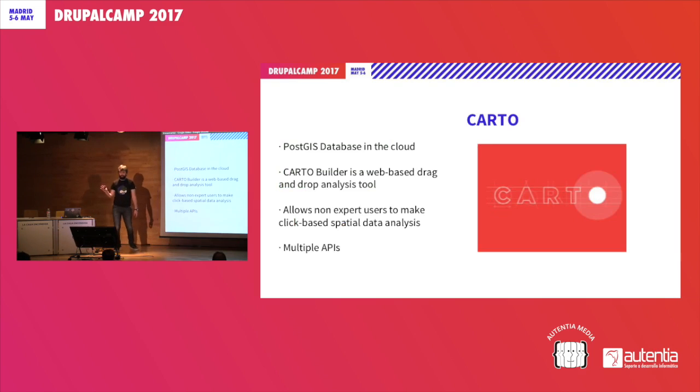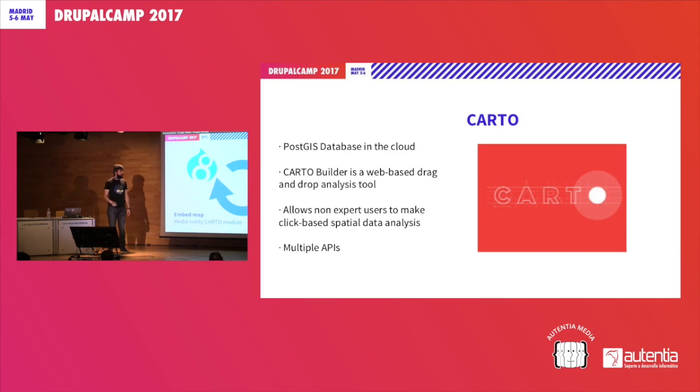So let's introduce Carto very briefly. It is probably not the best description, but Carto is basically a PostGIS database in the cloud. So you can create your database table in your Carto profile, and then you have a lot of tools on top of that. So you can create maps, you can create data analysis based on that, and it also has multiple APIs to connect your data with Carto. So we want to take advantage of those APIs to try to connect our Drupal with Carto.